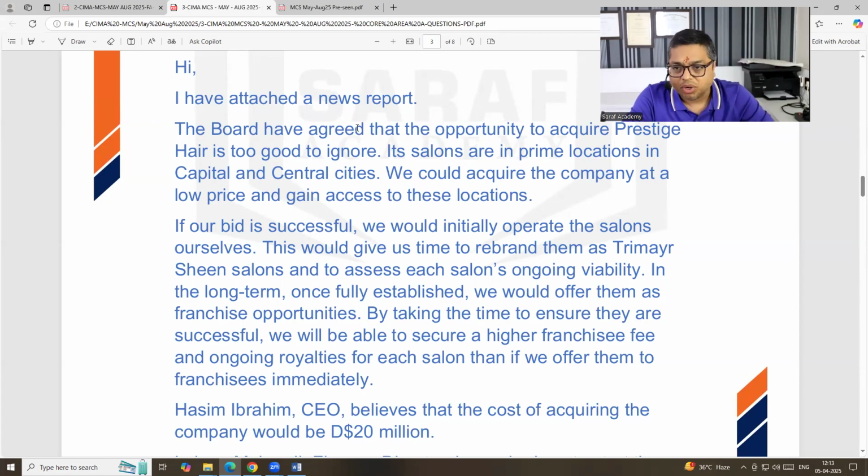Why? Because then you are not getting your 15%. If you deduct 15%, you are not able to get back your principal, the 20 million. So if it is negative, we will not do it. But if it is 0 or positive, we will be doing the project.